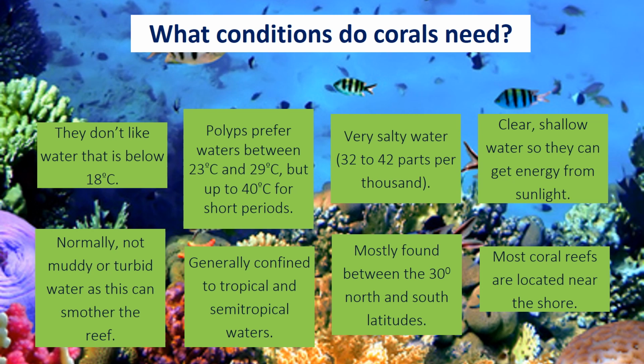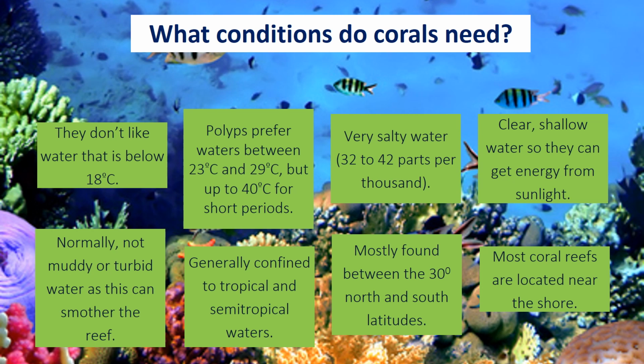Corals need specific conditions in order to grow. Some of these conditions we've already spoken about, but they don't like water that is below 18 degrees C. The polyps, or the animals living within the coral skeletons, prefer water that is between 23 and 29 degrees C. So they actually prefer it to be hotter than 18 degrees C, but just not lower than that.